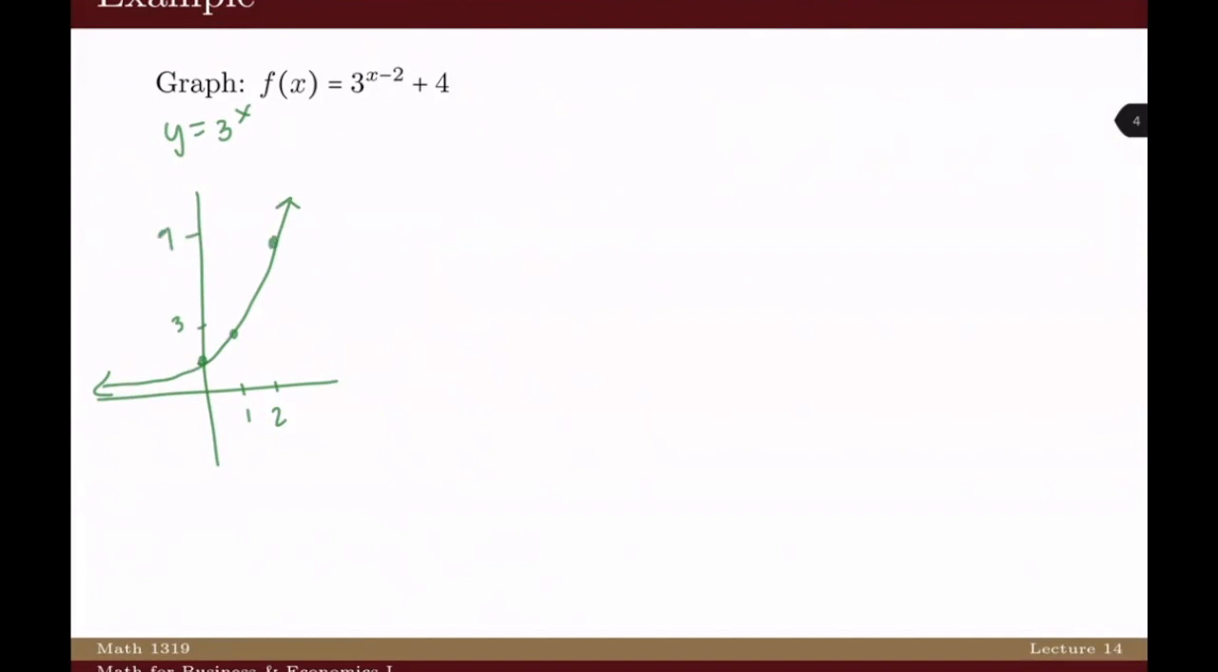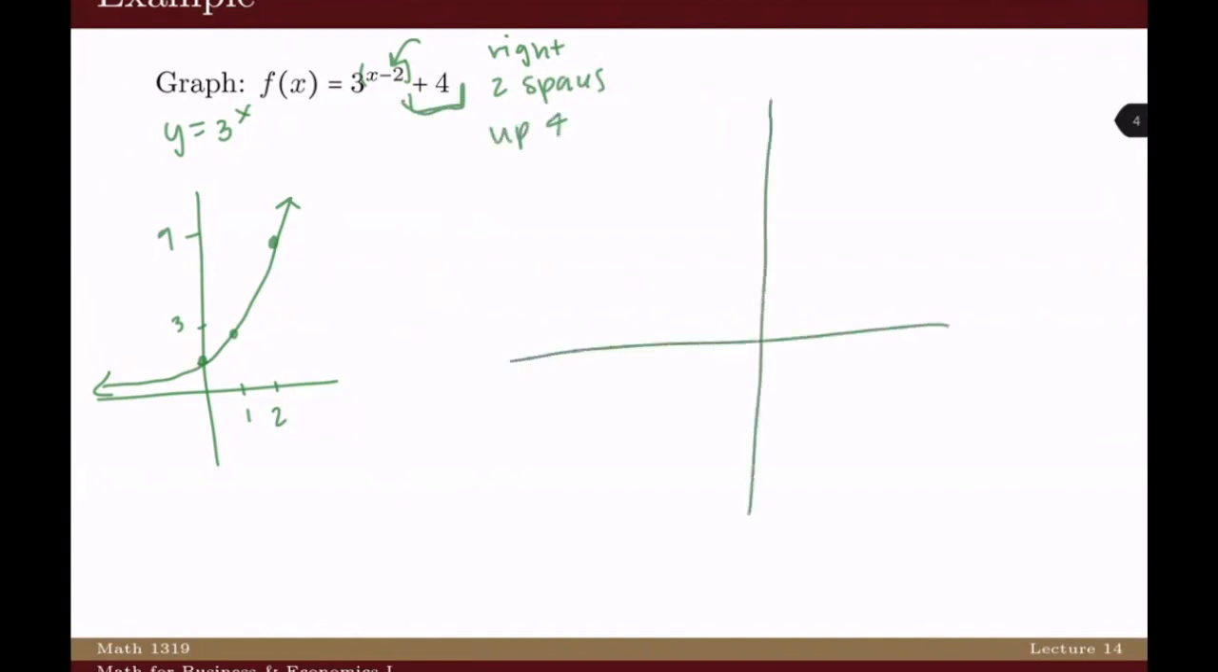If we want to graph with transformations, that means we look into the x and realize we are going to move right 2 spaces. Then we look over here, it's a +4. That means we're going to go up 4. All right, so let's graph it.